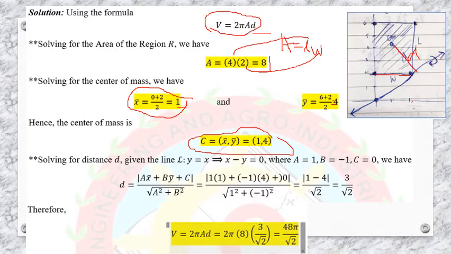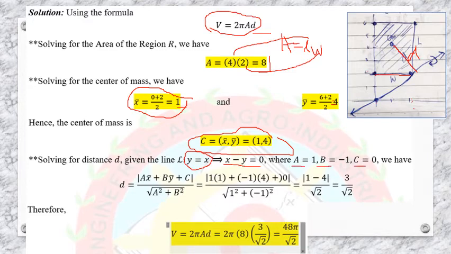So, solving for the distance D, ang given natin na line kung saan nag-revolve yung region natin is y equals to x. So, y equals to x can be written as x minus y equals to 0 in standard form, diba? Sa third slide, binigay ko na doon yung standard form ng line ay ax plus by plus c equals to 0. So, kailangan i-transform muna natin into standard form para malaman natin kung ano yung value ni A, ni B, at saka ni C.